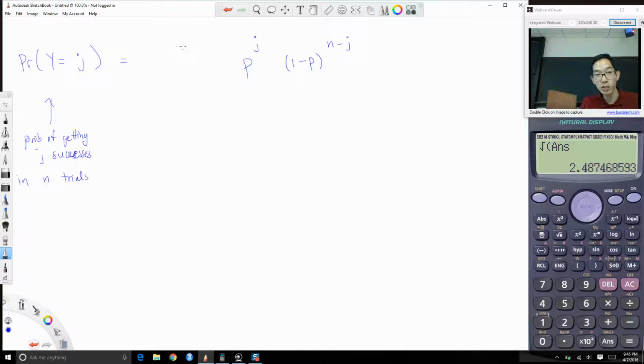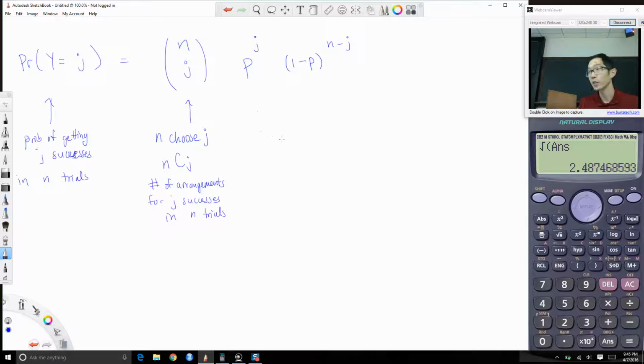I'm going to write that here. That's going to be n over j. This is read as n choose j. It can also be written nCj. This is the number of arrangements for j successes in n trials. And this is p to the j times 1 minus p to the n minus j. This is the same thing that we had before: probability of success raised to the number of successes I want, and probability of failure raised to the number of failures I need to have.